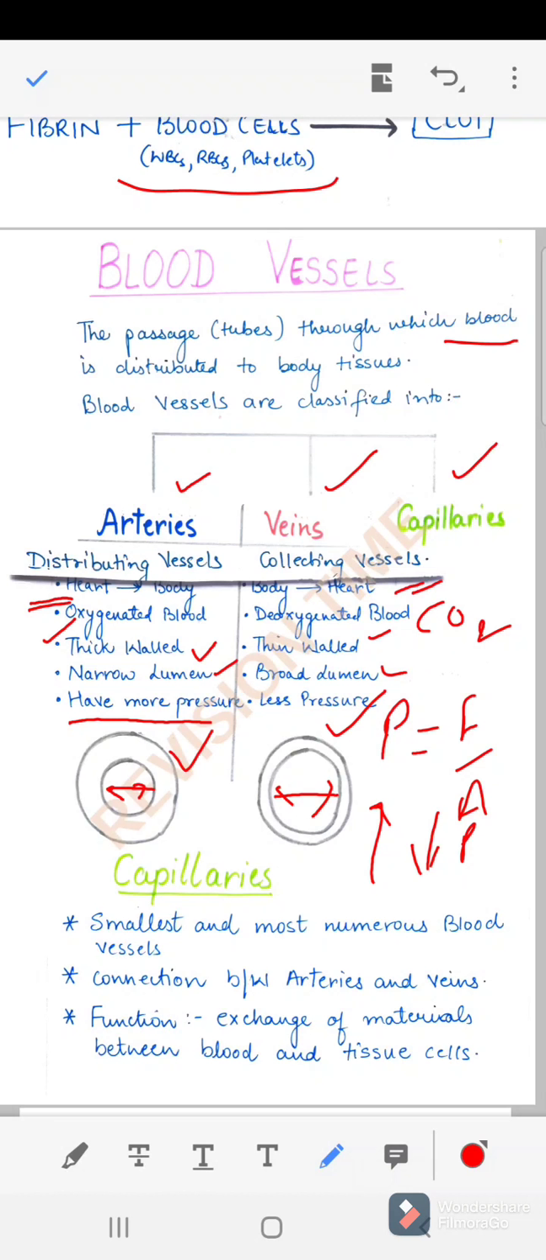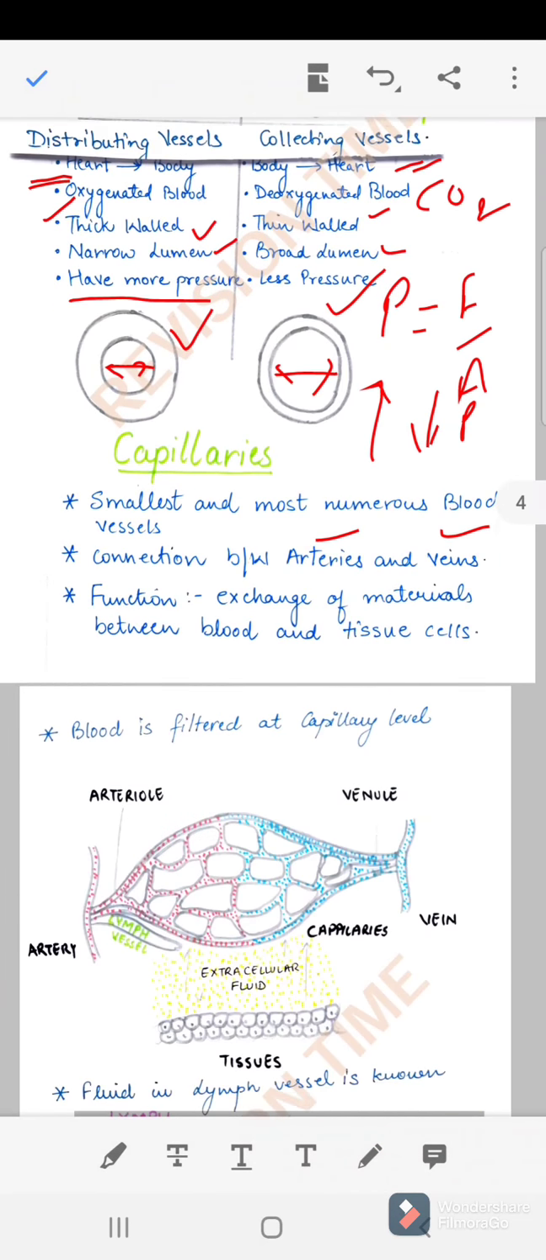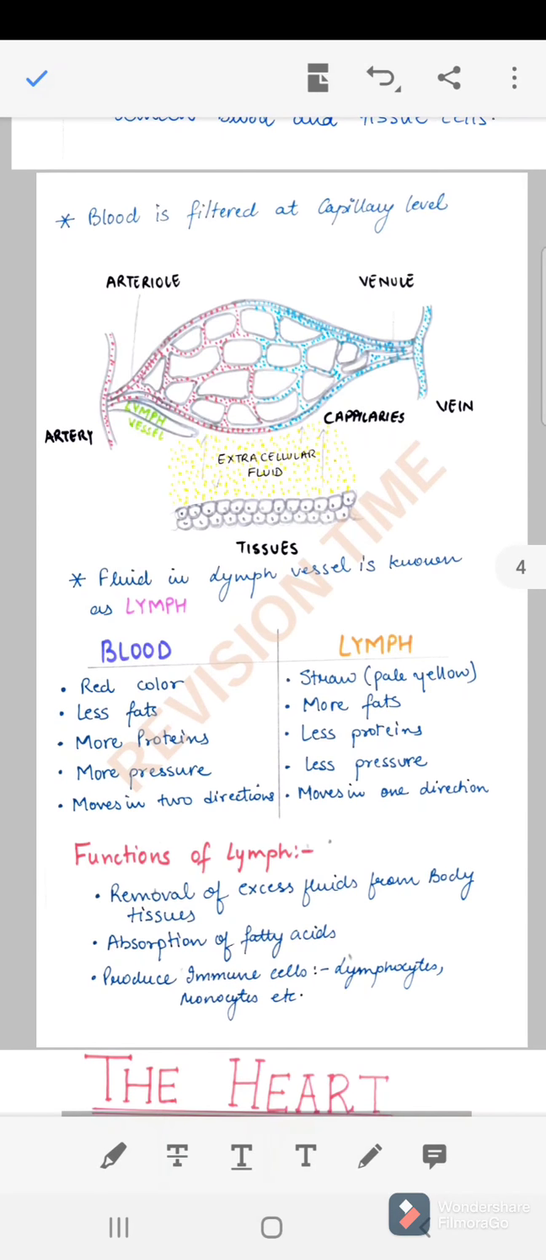So now what are the capillaries? These are the smallest and most numerous blood vessels. They form a connection between arteries and veins, and the function is the exchange of materials between blood and tissue cells. Blood is basically filtered at the capillary level.